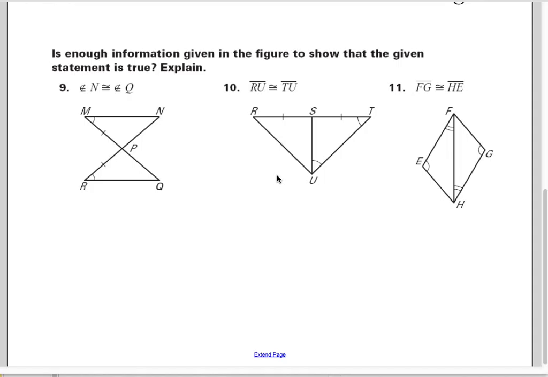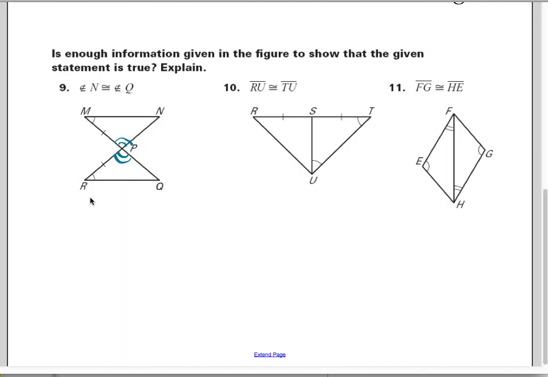Given in the figure to show that the given statement is true and to explain. So here in this picture we've got a couple of given information, only 2 pieces, so we need to find more than that because it takes at least 3 pieces of information to prove triangles congruent. So we're looking and we notice hopefully that they're touching, that this is that bow tie picture, and that we're going to have vertical angles going on. So here at P we've got some vertical angles.